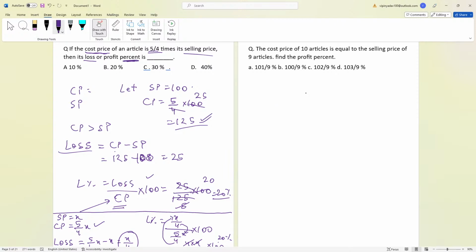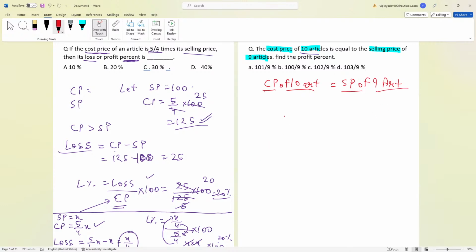Now, here, the cost price of 10 articles is equal to the selling price of 9 articles. Earlier it was talking about only 10 articles, now this time it is talking about 9 articles. Find the profit percent. How can I find it over here? Let us observe. The cost price of 10 articles is equal to the selling price of 9 articles. Do we know what is the cost price of one article?